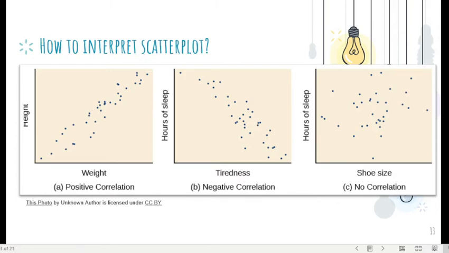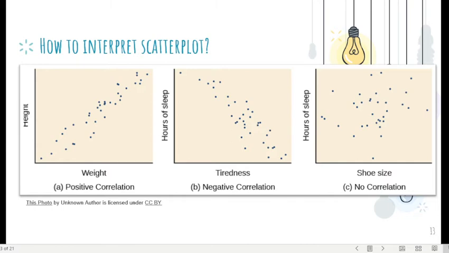Therefore, we can say if a scatter plot has a pattern that is going up, in the direction from low to high, it has a positive correlation. Meaning, when the weight increases, it is most probable that the height also increases. So when the weight increases, the height probably increases, and vice versa.